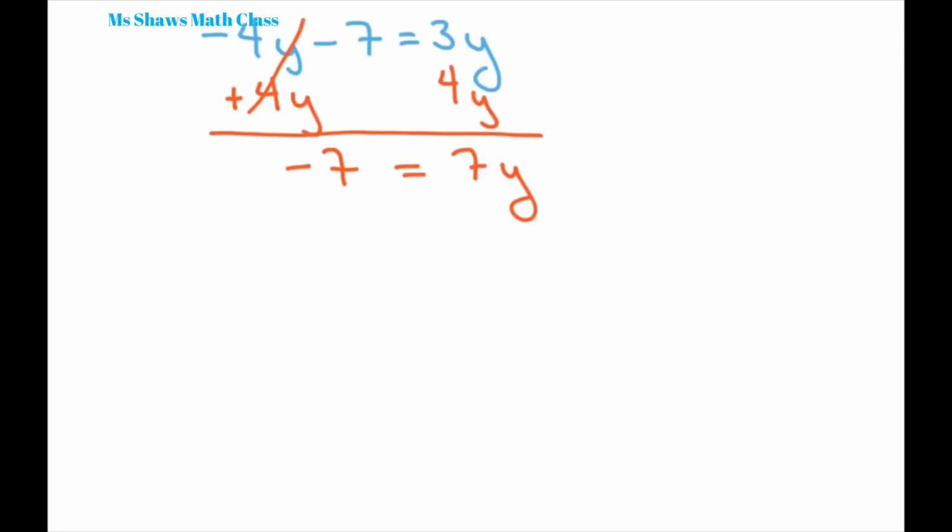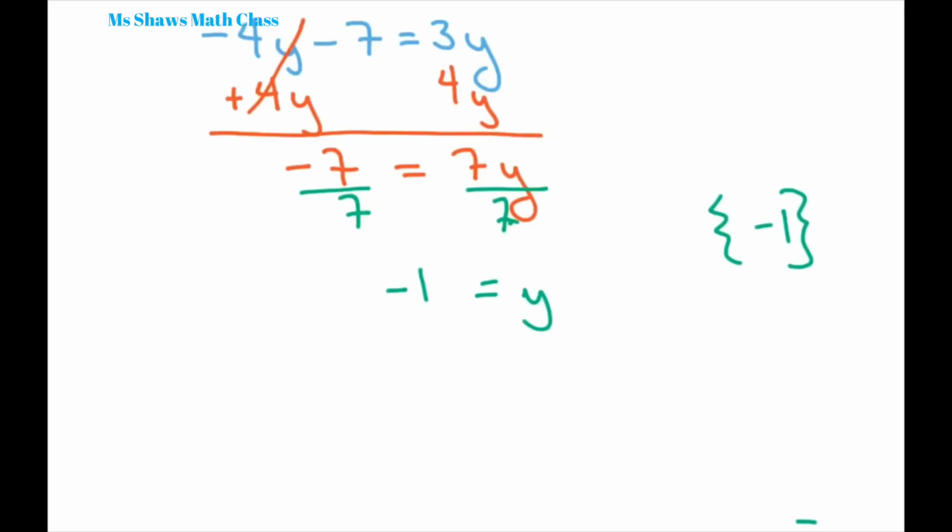Now I'm going to use the division property, divide both sides by 7. So 7 divided by 7 is 1, so you're left with y equals negative 7 divided by 7 is negative 1. So y equals negative 1, or negative 1 is your solution set.